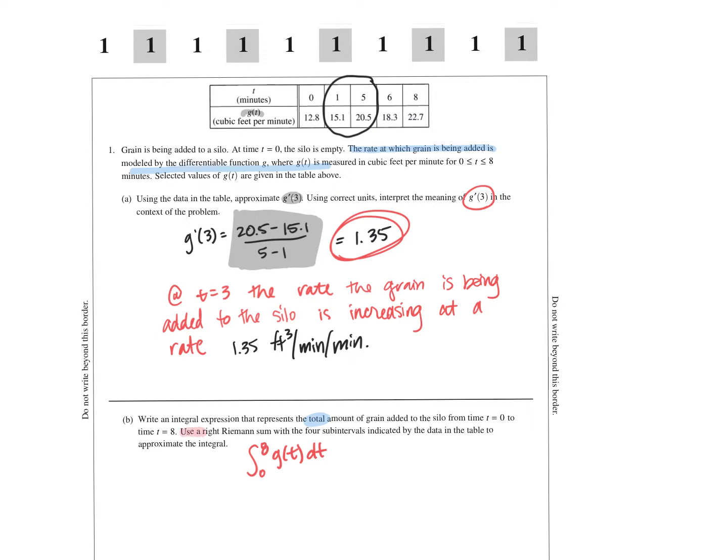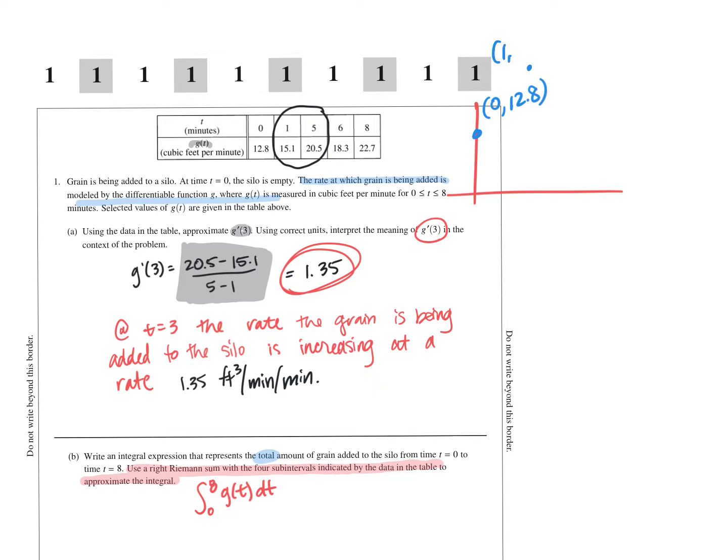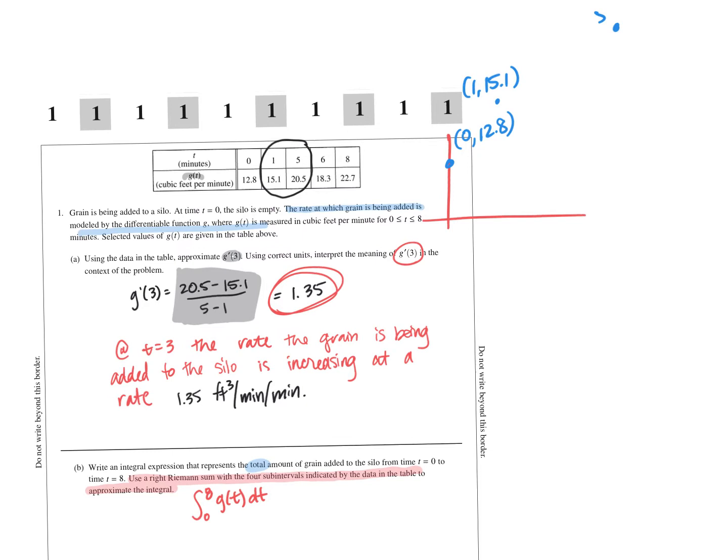Now it says, use a right Riemann sum with 4 subintervals to approximate that integral. When we see this integral here, this is saying find the area under the curve. If you want me to sketch a little picture, I can. So if we've got 0, 12.8, I'm going to put this in picture form for you. And then we got 1, 15.1, 5, 20.5, and then 6, 18.3, and then 8, 22.7. Okay, so my function might look something like this.